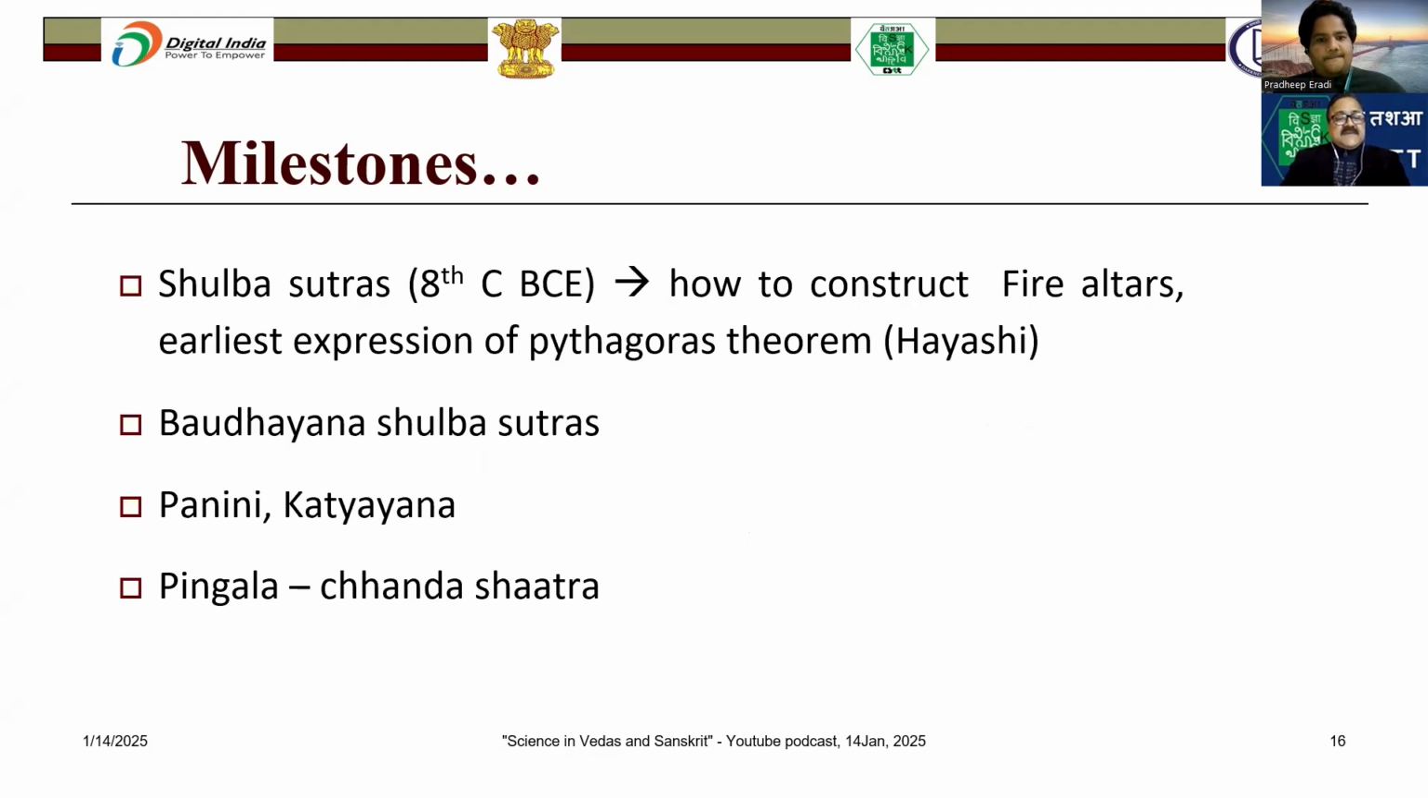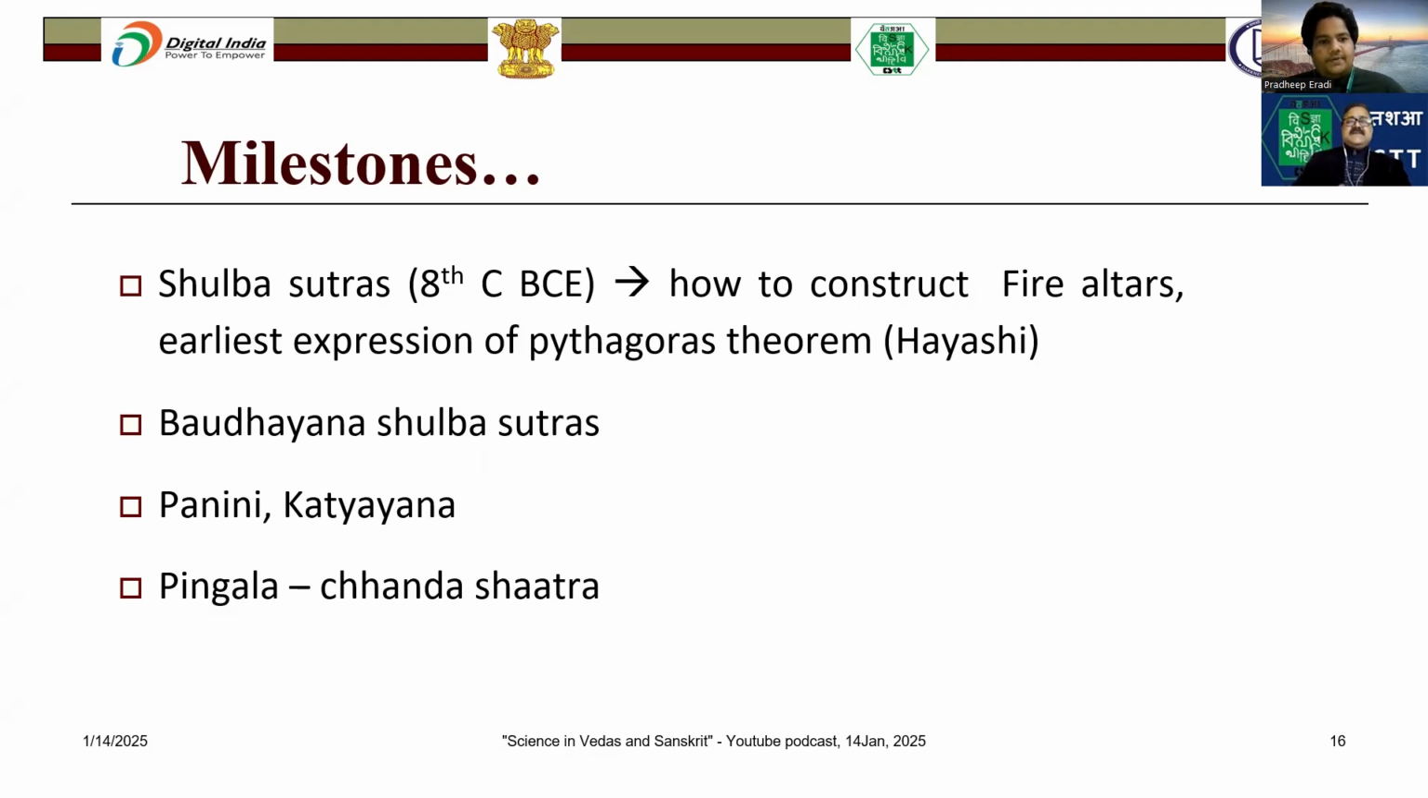An important text would be the Shulba Sutras, 8th century BCE, basically on how to construct fire altars when we do yajna. We have to construct the yajnashala and yajna vedi, and they have to be constructed as per the book. Also in those, people say the earliest expression of the Pythagoras theorem, as per the scholar Hayashi, is found. Then the Baudhayana Shulba Sutras are also very, very important.